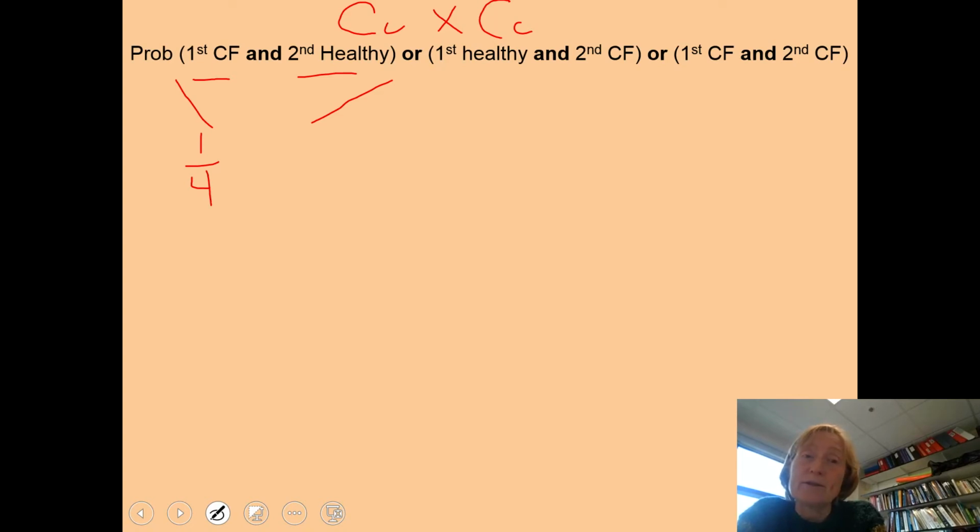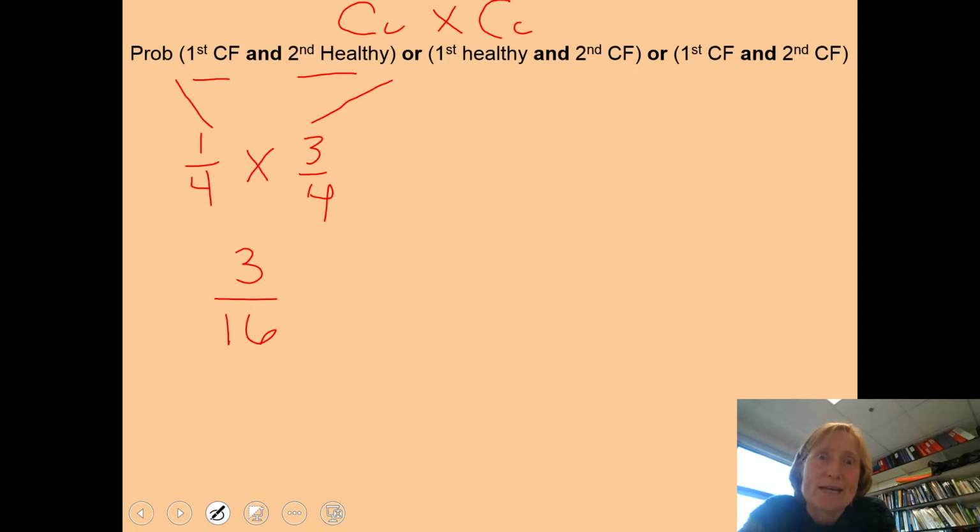What's the probability of being healthy? Well, 3/4. What's the probability, if you have 2 children, that the first child has cystic fibrosis and the second is healthy? 3/16. You multiply those probabilities because you need both of them to happen at the same time. That's an and or multiplication problem, right? So the probability of having a first child with cystic fibrosis and the second child healthy is 3/16. Or, what do we do with an or? We're going to add here.